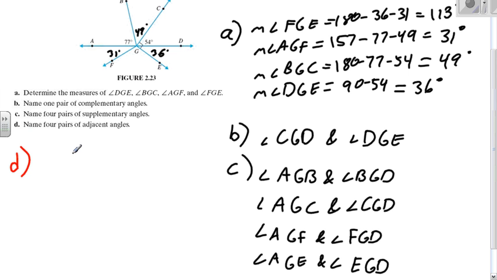For part D, name four pairs of adjacent angles. We could actually use these same pairings because all of them had the same vertex and they shared a side. You could name other ones like angle AGF and FGE. Those would not be supplementary, but they are still adjacent.